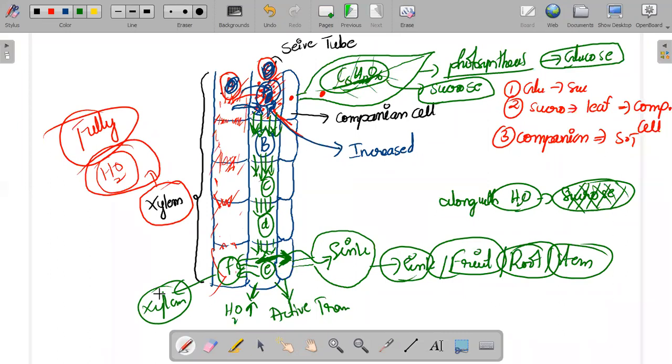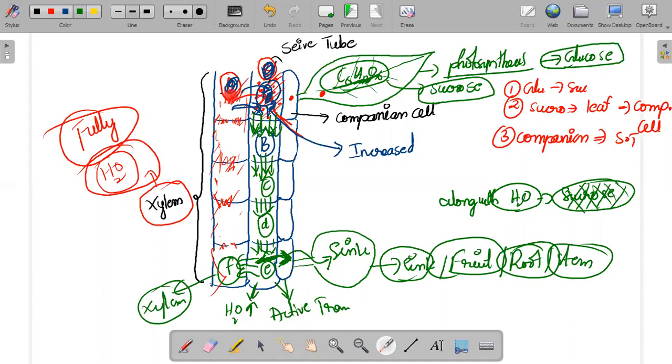Source is the area where the food is produced, and in this case, it is the leaf part. In the leaf, glucose is produced and converted into sucrose locally within the leaf. From the leaf, it enters for the first time into the companion cell, and from the companion cell into the sieve tube. When they enter the sieve tube, they decrease the water concentration there. The water concentration is very high in the xylem and very low in this sieve tube.